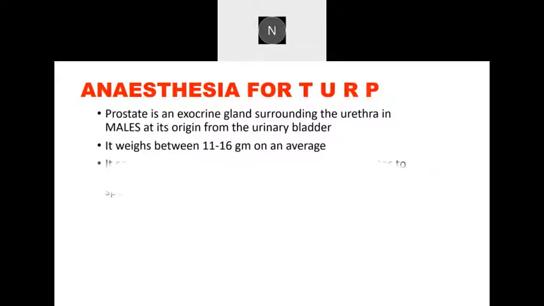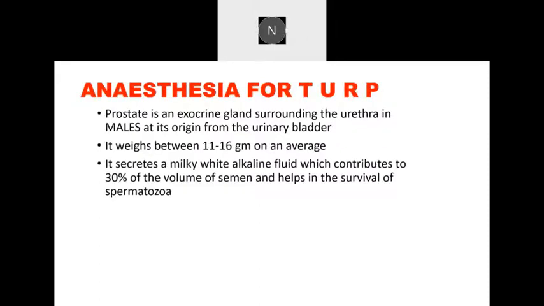Secretes a milky white alkaline fluid which contributes 30% of the volume of the semen, helps in the survival of spermatozoa. So that is a very important function. Majority of male infertility cases may be related to inadequate functioning of the prostate gland. The alkalinity is very important for the survival of the spermatozoa, otherwise they will die off before they could reach the cervix.